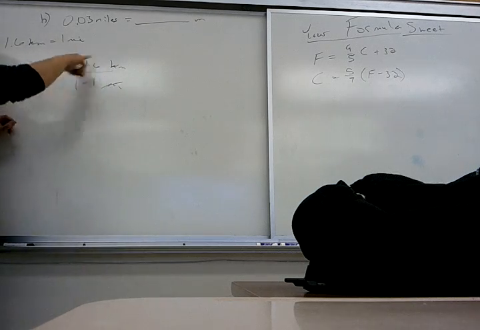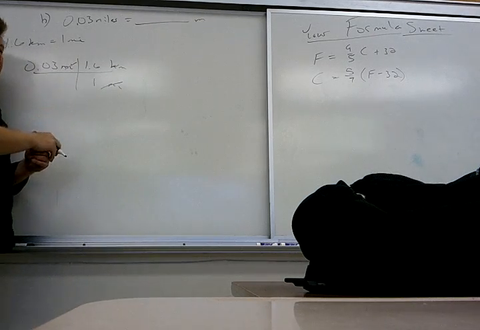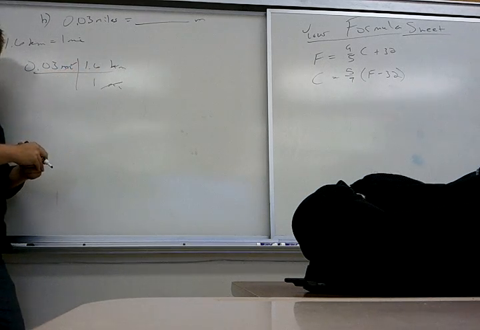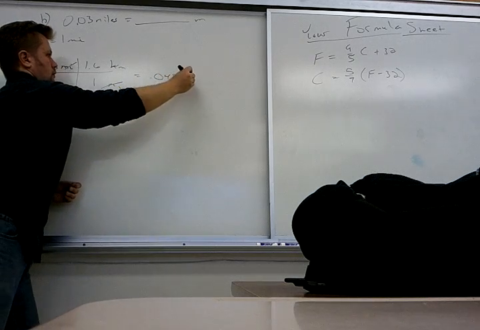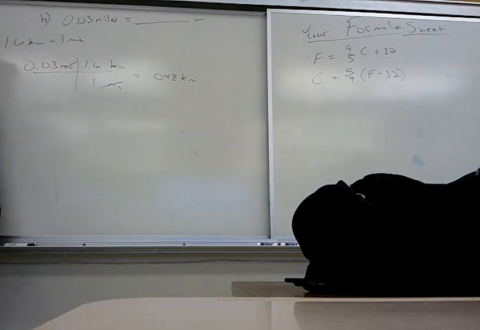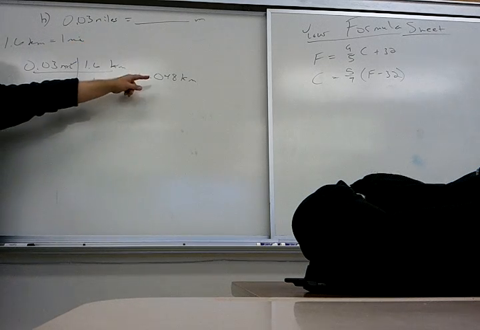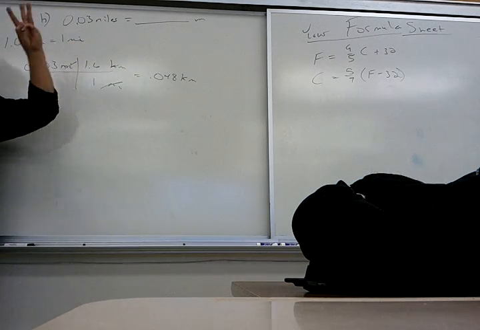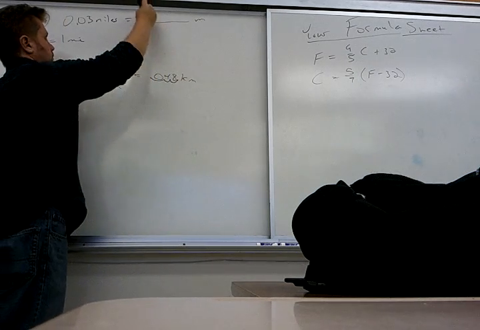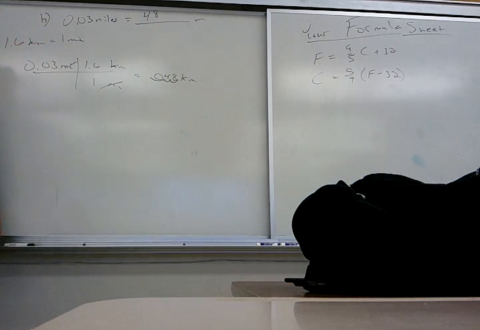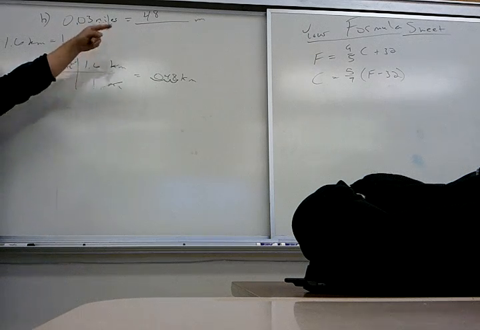3 times 16 is 48, so 0.03 times 1.6 is 0.048. But you've got to move the decimal. Now to get to meters, how many times do I move the decimal? 3 times. Kilo, hecto, deca, meters. In case you wanted to know, if you go 0.03 miles, it's actually 48 meters.